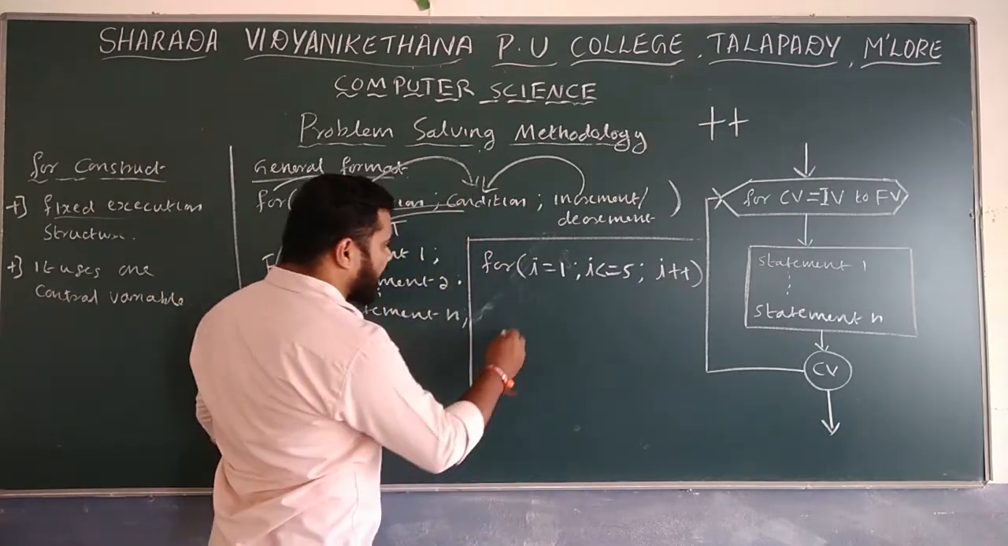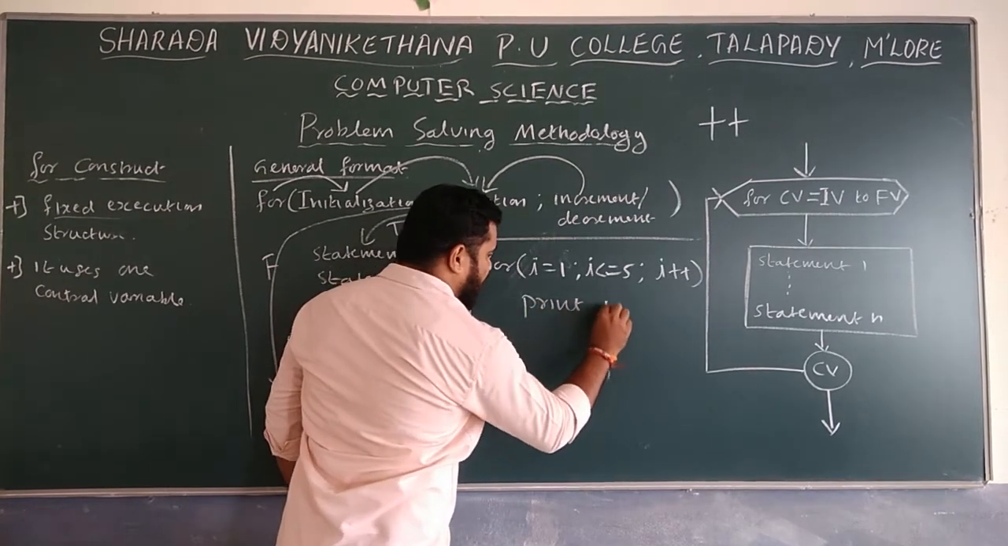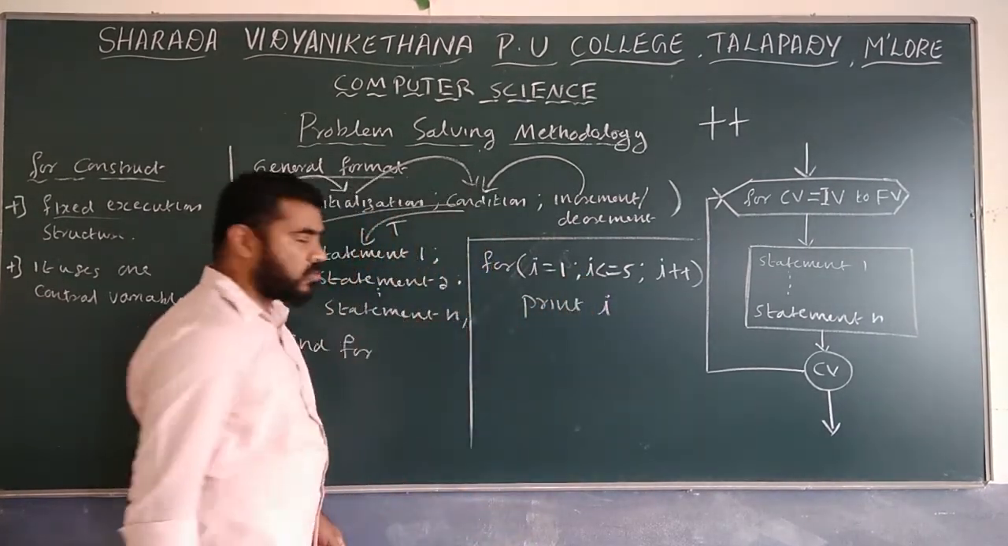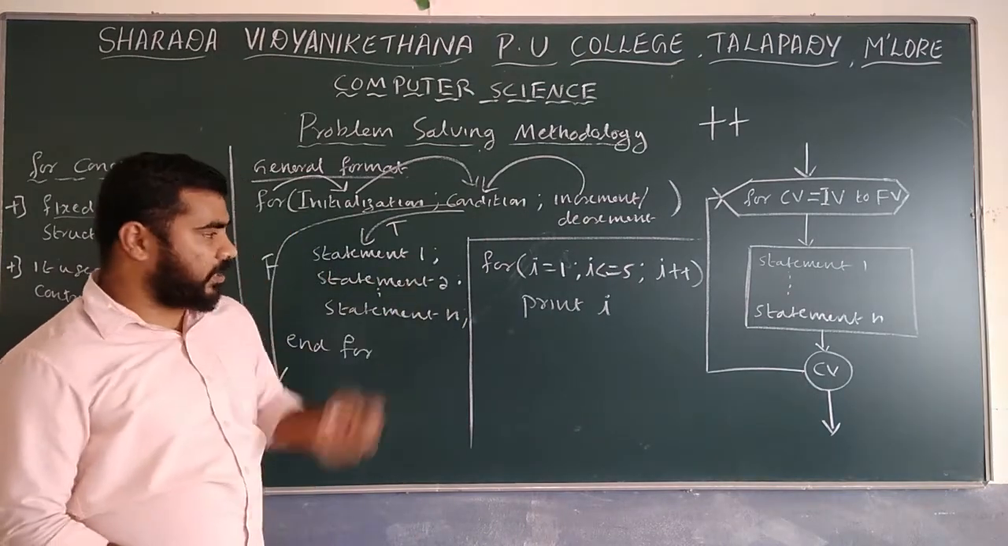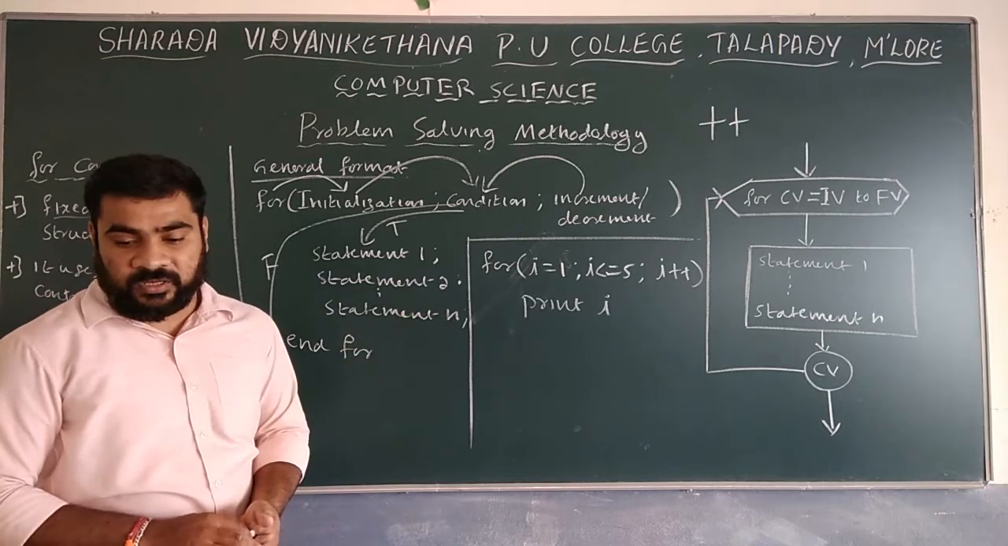Then after that I will write here print I. What the value of I is we don't know, so that will be printed. This is a simple program. There are no multiple lines also. I just printed as 1.